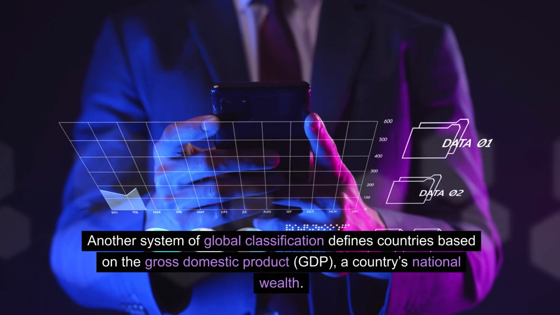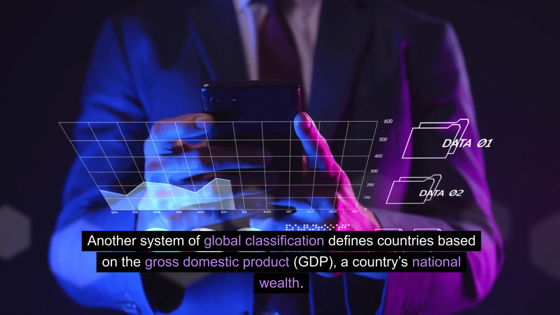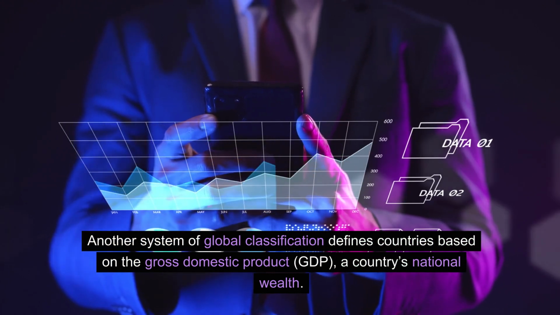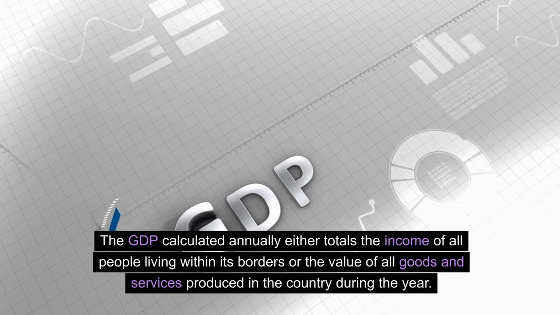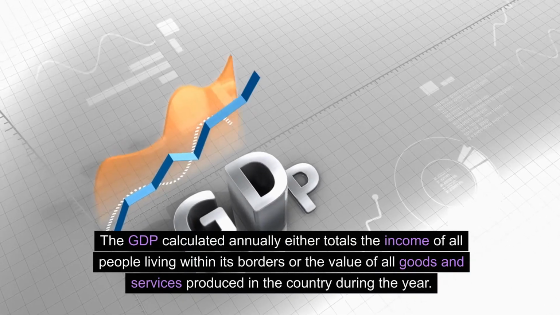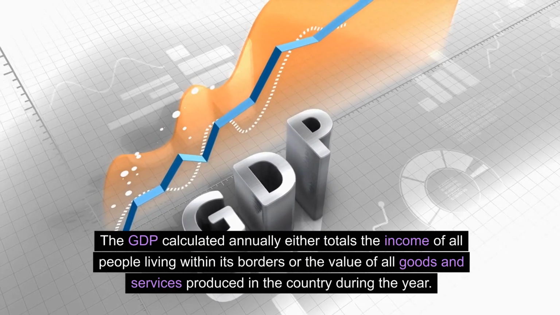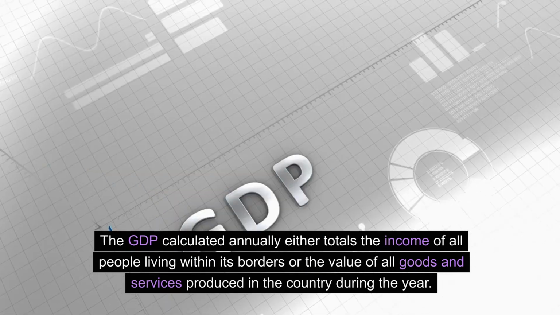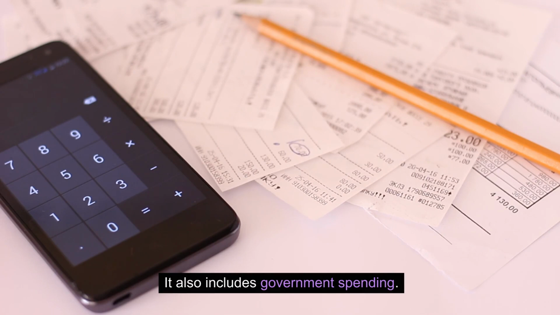Another system of global classification defines countries based on the gross domestic product, GDP, a country's national wealth. The GDP calculated annually either totals the income of all people living within its borders or the value of all goods and services produced in the country during the year. It also includes government spending.